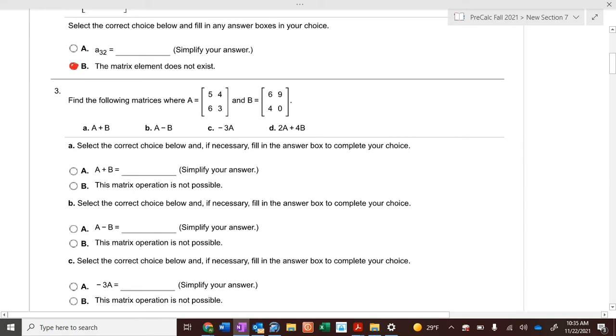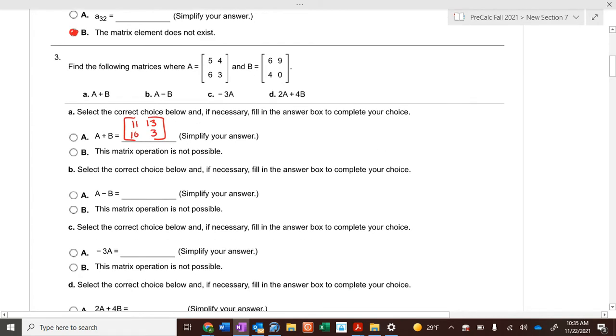Here we have a 2 by 2 matrix and a 2 by 2 matrix. When you add matrices, you just add their corresponding position. 5 plus 6 is 11. 4 plus 9 is 13. 6 plus 4 is 10. 3 plus 0 is 3. When you subtract, you subtract their corresponding position. So we'd have -1, -5, 2, and 3.